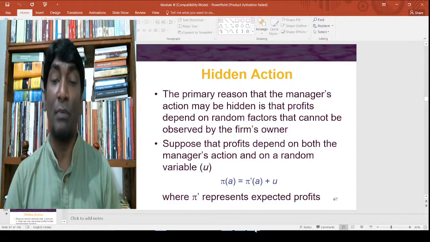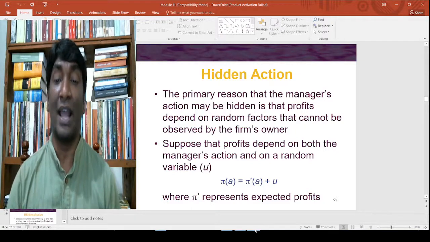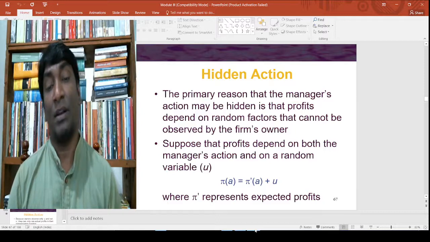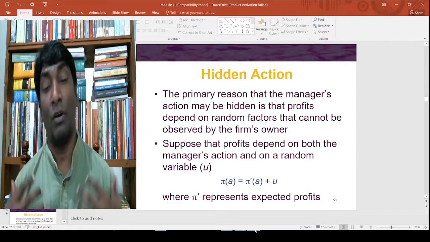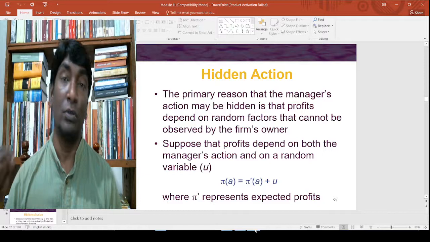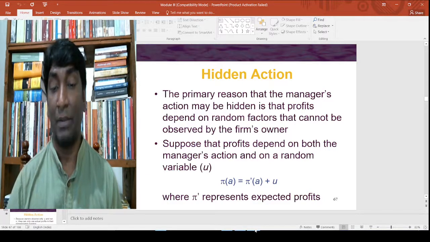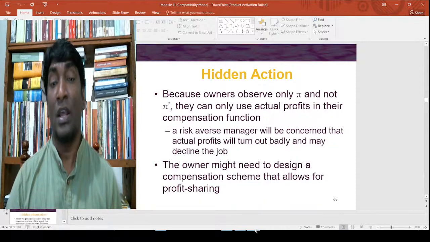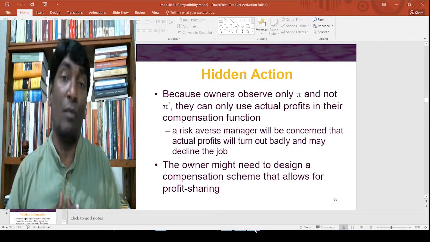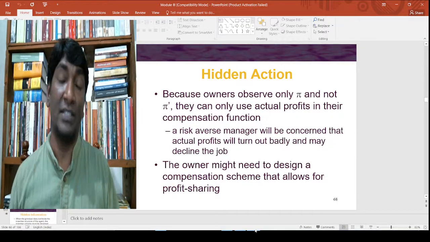So suppose that profit depends on both the manager's action and on a random variable u, then pi(A) is equal to pi dash(A) plus u, where pi dash represents the expected profit in that sense. Now, this is exactly what happens with the example which I just now gave.